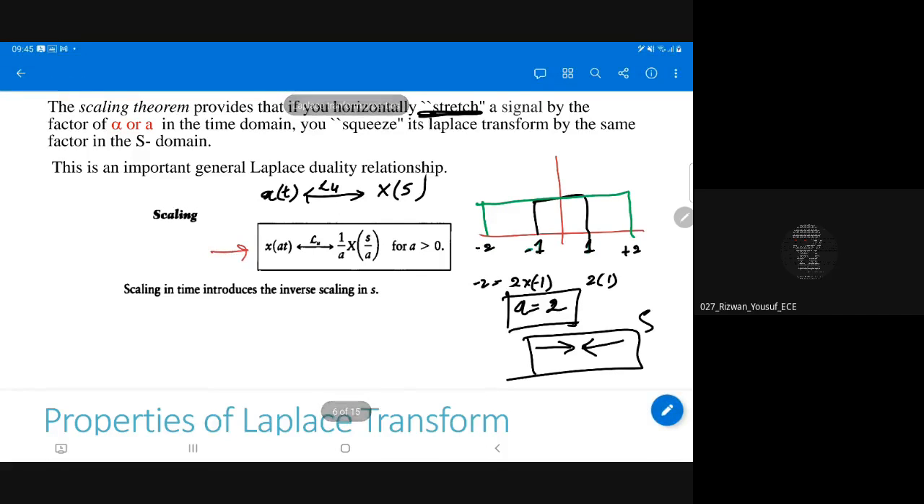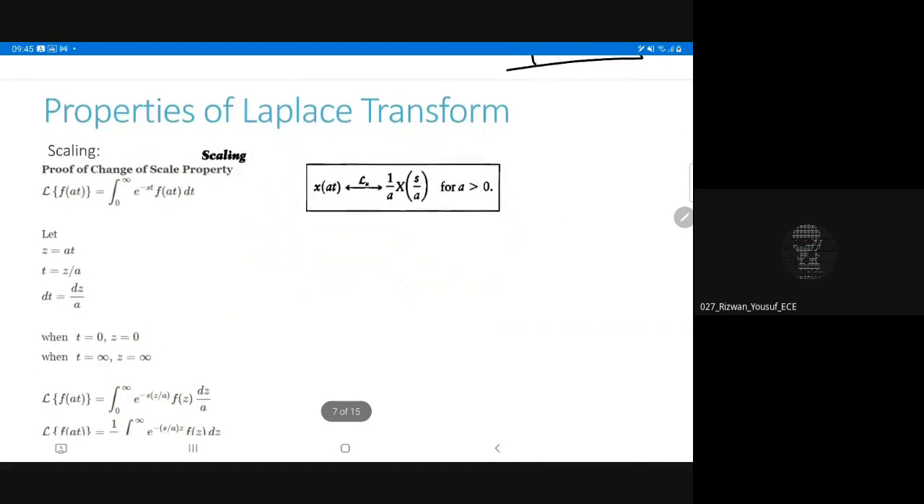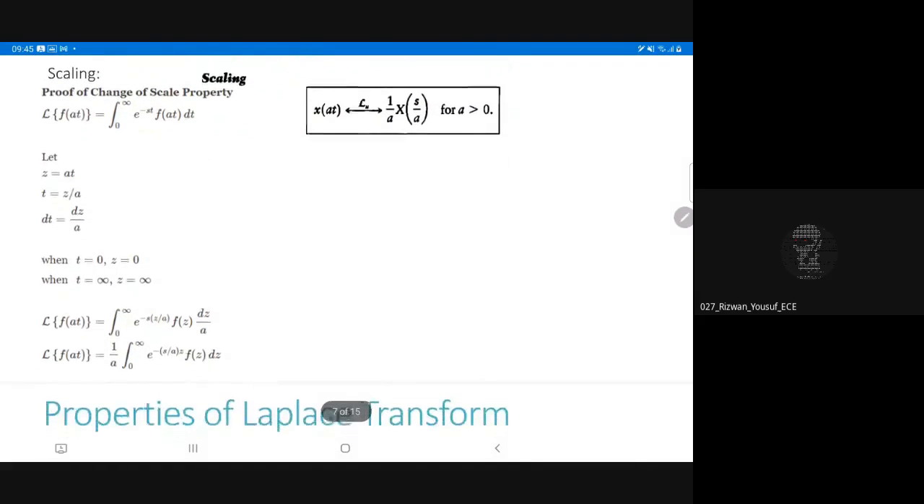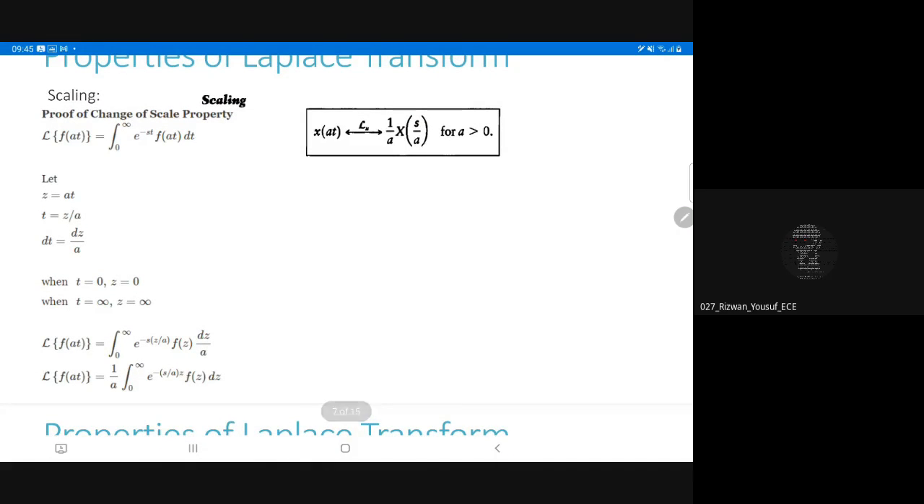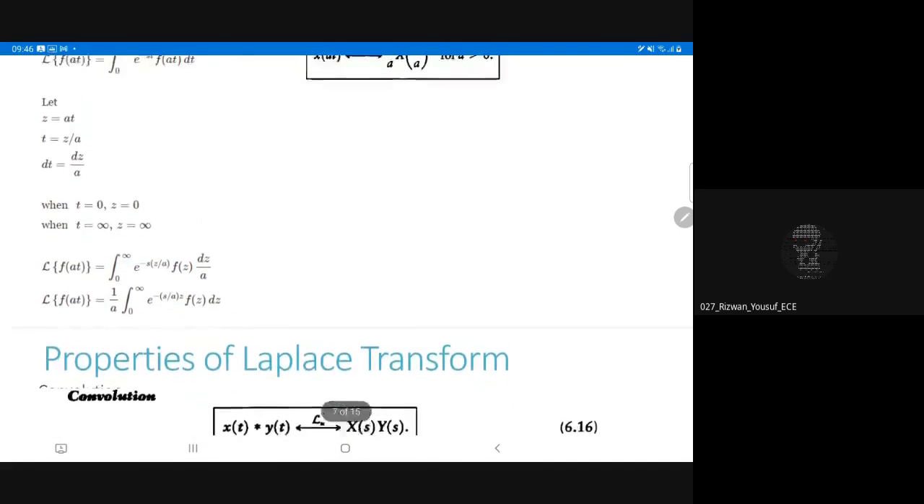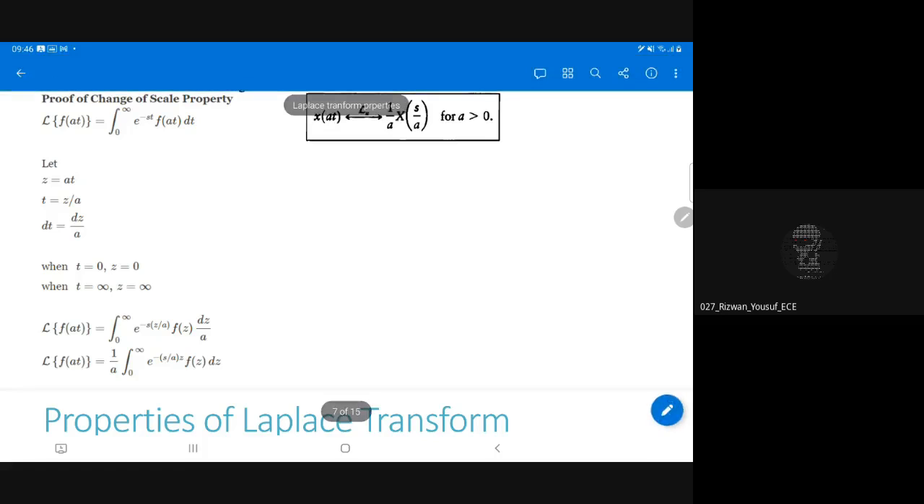I think I should have some example for that also. Scaling. Okay, the proof for this. Let me discuss the proof and I'll stop then. How can we prove this?